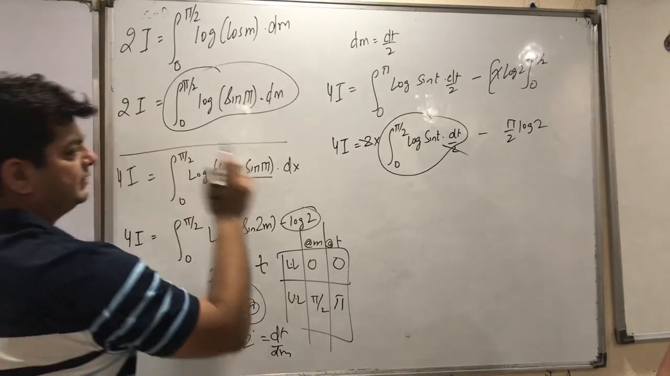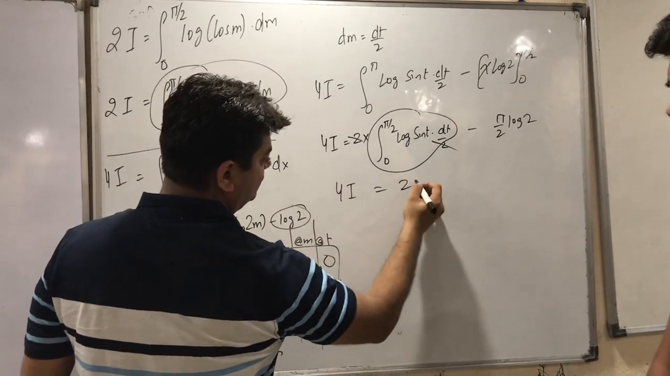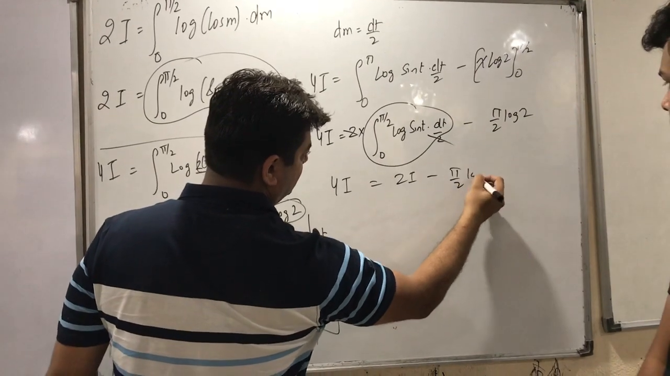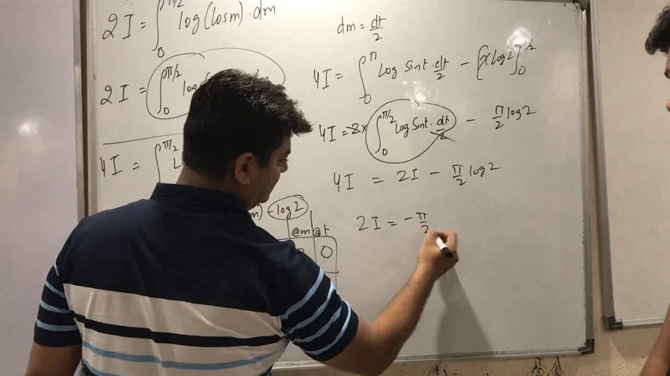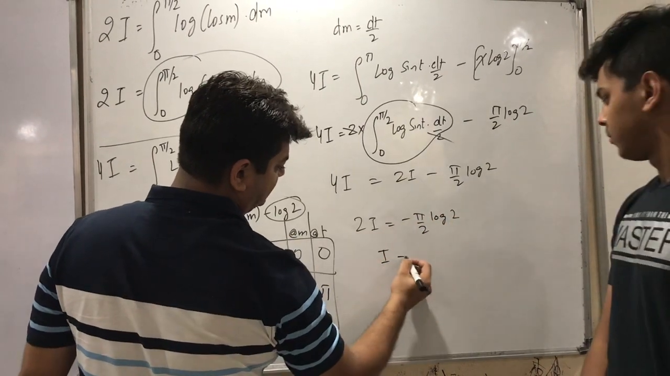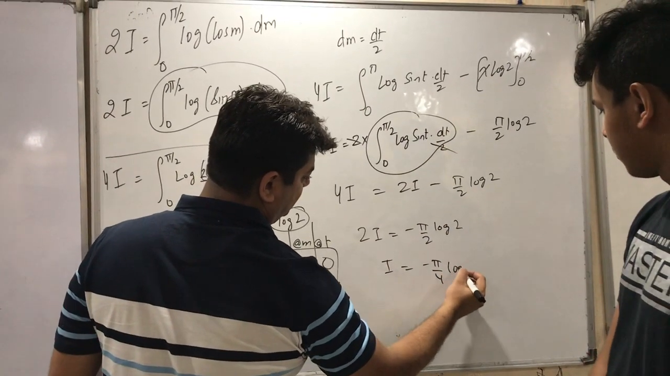So I have 2I here. So 4I is equal to 2I minus pi by 2 log 2. If 2I comes here, 2I is left over. So I happens to be minus pi by 4 log 2. Clear? Yes, sir.